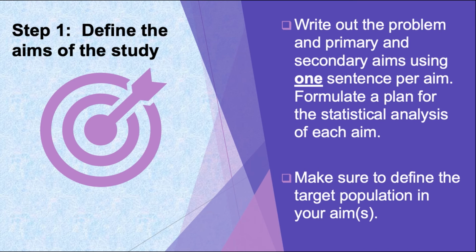Write out the problem and primary and secondary aim using one sentence per aim, and then formulate a plan for a statistical analysis on each aim. Then make sure to define the target population in your aim.